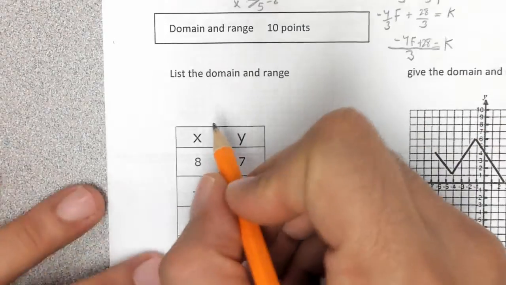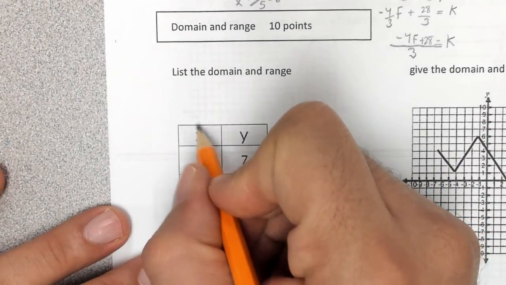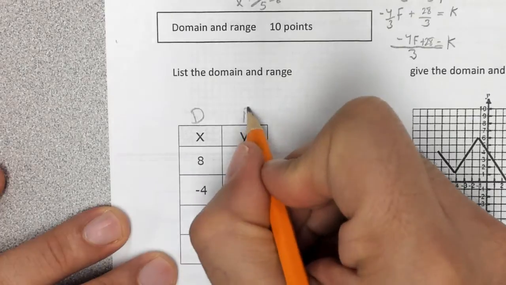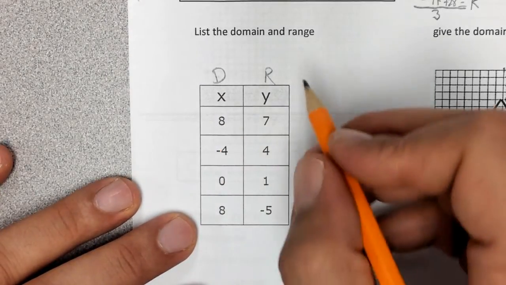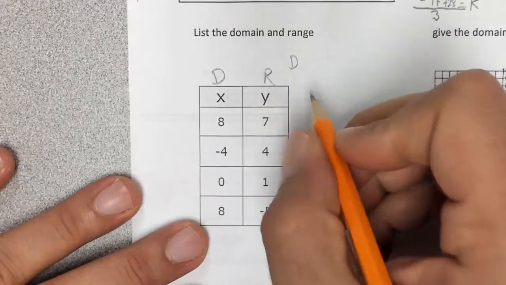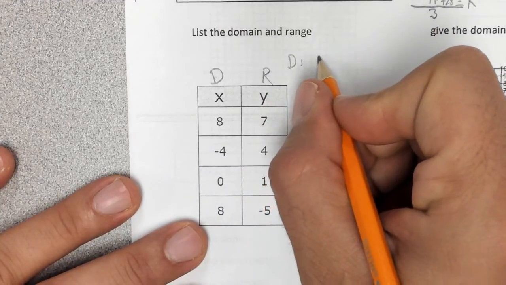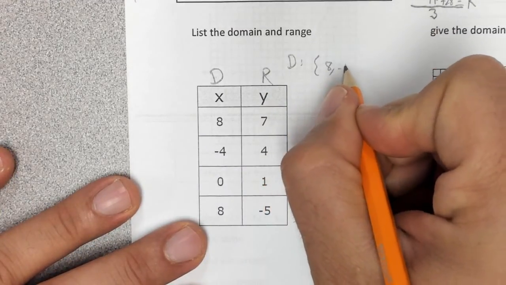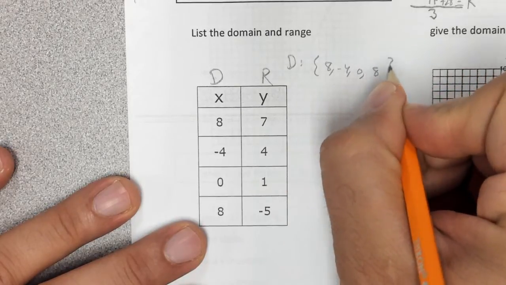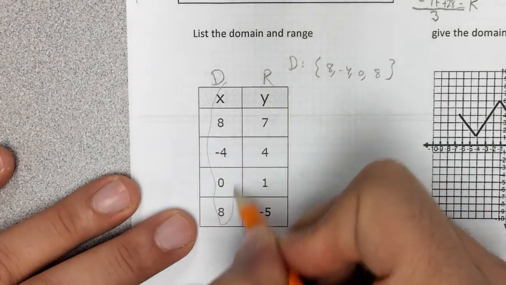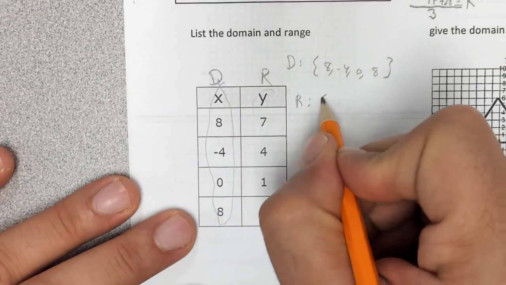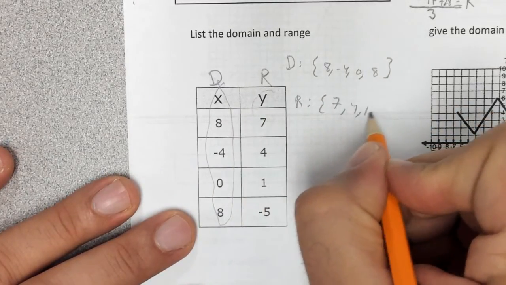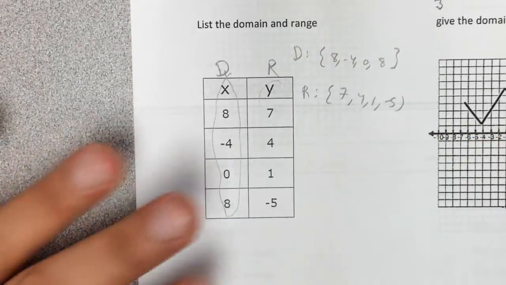And usually what I tell my kids is we always go here, right on the top, I want to be a doctor. Doctor. So all these are domains, all these are range. So when I list them, I'll put domain, and I'll just list them. 8, negative 4, 0, and 8. Why? Because all these are domain. So all these are range. So for the range, I'll also list them. It's 7, 4, 1, and negative 5. That's all you got to do.